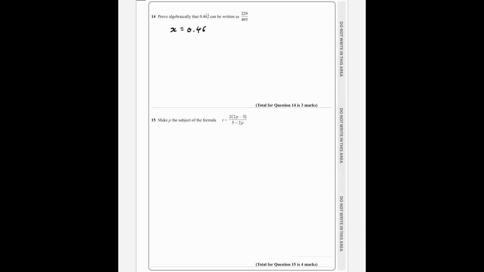Question 14, x equals 0.4 and then 6.2 recurring. Multiply both sides by 10 to bring the recurring part up to the decimal point. Times by 100. Because we have two recurring decimals, subtract the smaller one from the larger one to cancel the recurring parts, divide by 990 and simplify to get 229 over 495, which is what the question wanted.